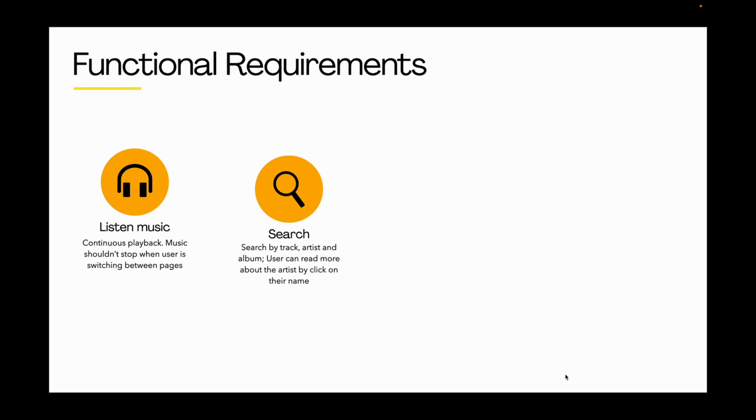So let's start with functional requirements. Users can listen to music. Playback should not be interrupted by any actions on the page. Users can search by track name, artist, or album. Users can click on the artist name or album to access more information. We should build and display personal recommendations for users, such as popular songs or tracks from their favorite genres.